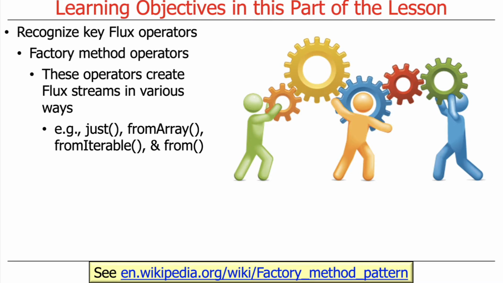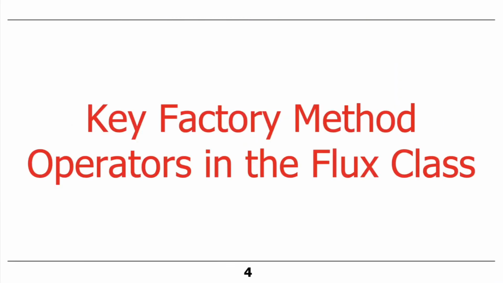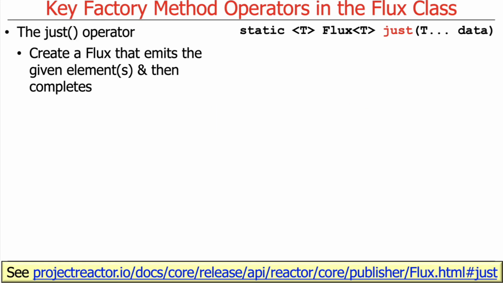And here we're going to look at the just, fromArray, fromIterable, and from operators. So there's a gaggle of them that we're going to look at. So what is the just operator? Just as with monos, where we used just to make a mono from a non-reactive source, so too can we use just for flux to create a given element or elements and then complete.